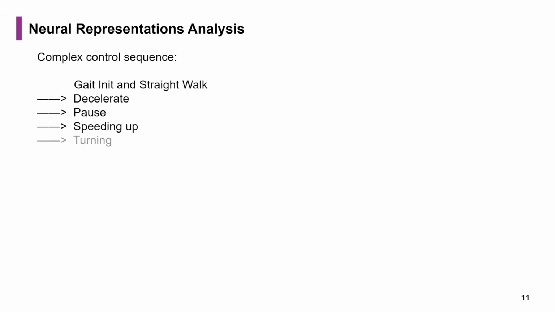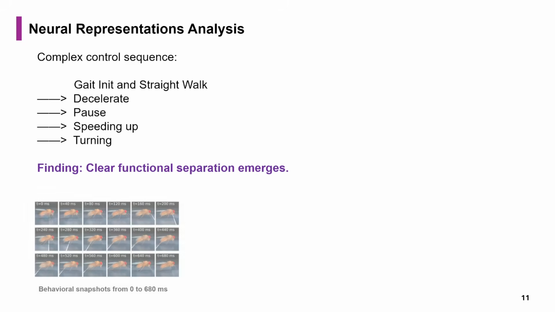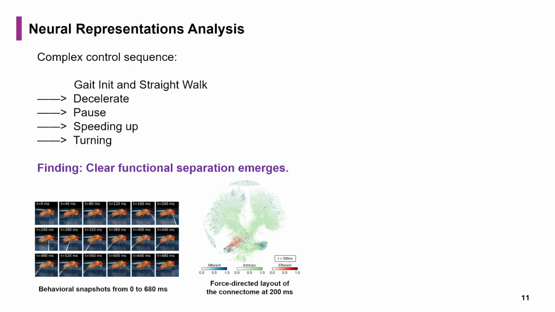Beyond behavioral performance, we also looked at what's happening inside the network. To do this, we designed a complex locomotion sequence. The fly starts with straight walking, then decelerates, comes to a full pause, speeds back up, and finally executes a turn. You can see the behavioral snapshots on the bottom left, covering the full 680 milliseconds. The middle panel shows the force-directed layout of the connectome at 200 milliseconds, with neurons colored by type.